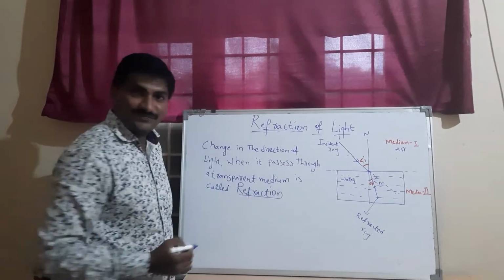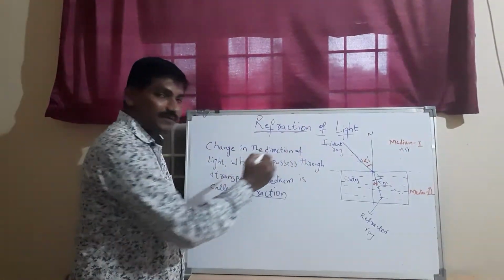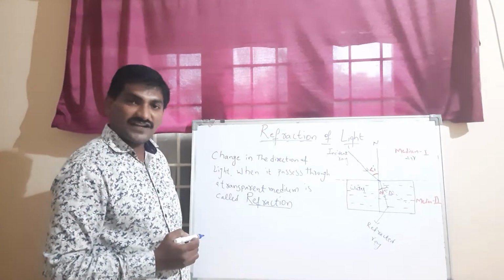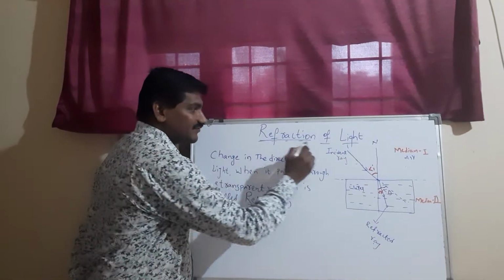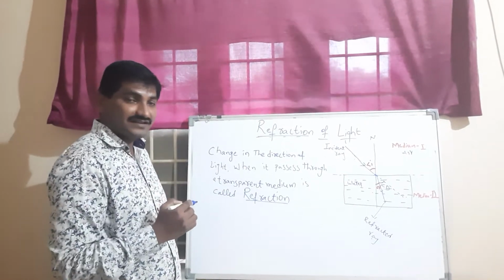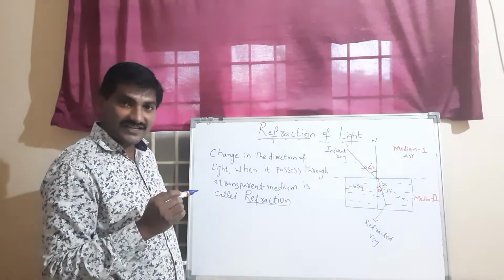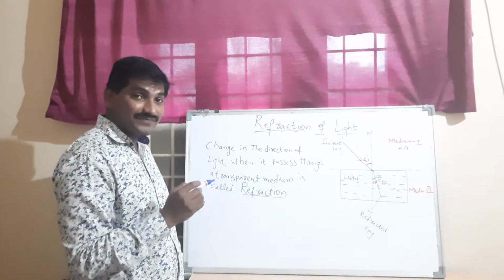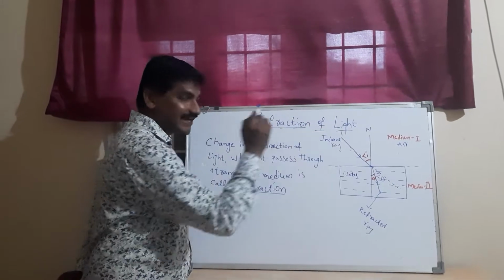Refraction of light. This is a most important phenomenon in the case of light. We have discussed reflection of light before. Now, what is refraction of light? The change in the direction of light when it passes through a transparent medium is called refraction of light.